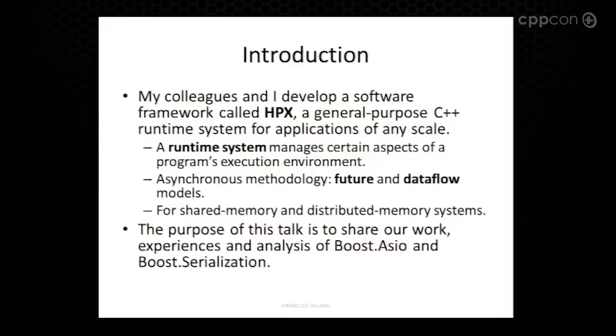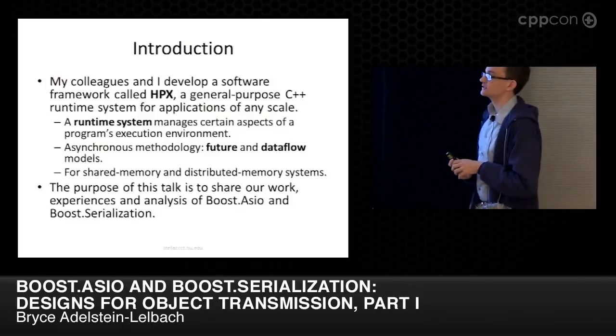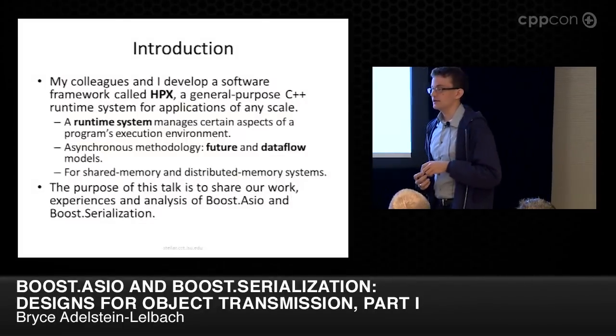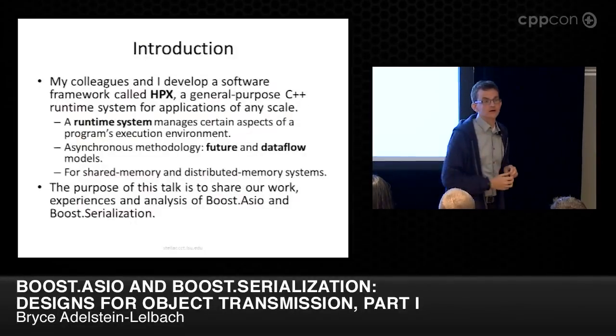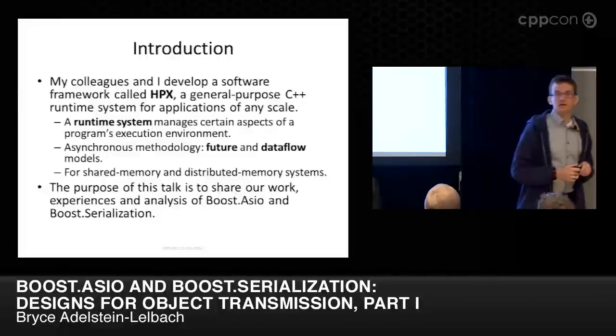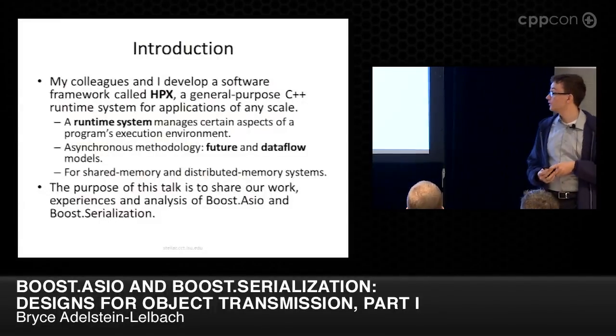So again, we're just going to talk about how we use these two libraries. Asio is the networking part of this duo, and we're going to talk about that first, and then we're going to talk about serialization. That'll probably cover about the first half of the talk. And then we're going to talk about how we use them together and how we build systems with them.